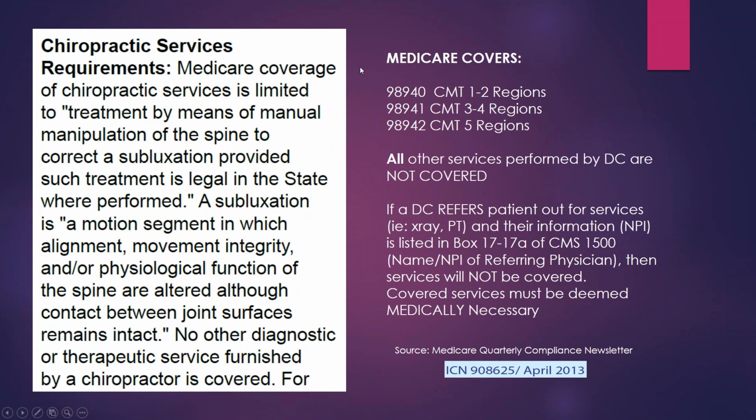Just to reiterate, for those of you who are new to Medicare billing, Medicare Part B only covers 3 codes, the 3 spinal manipulation codes: 98940, which is chiropractic manipulative therapy 1 to 2 regions, 98941, 3 to 4 regions, and 98942, 5 regions. All other services performed by and referred by a chiropractor are not covered. This comes directly from the Medicare Quarterly Compliance Newsletter that I showed you earlier, ICN number 908625, April of 2013.